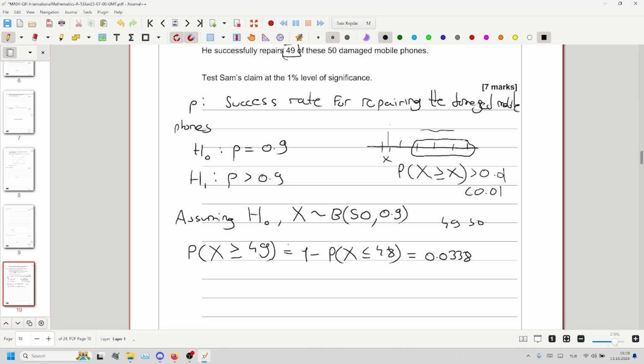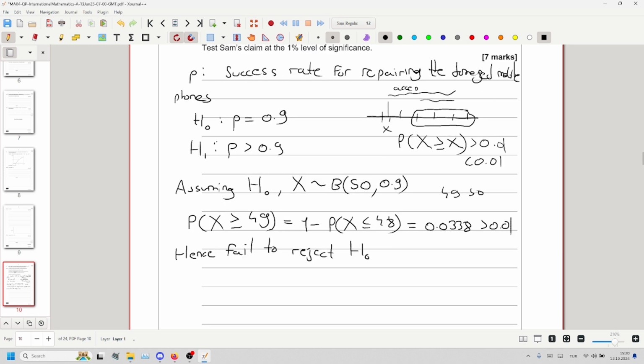0.0338. Now we can see that that is in fact bigger than 0.01. What this means is that if it's bigger than 0.01, it lies in the acceptance region. So if it lies in the acceptance region, we have to accept H0. And by accept I mean we fail to reject H0, or we don't reject H0. You can't say we accept H0, we have to reject or not reject H0.